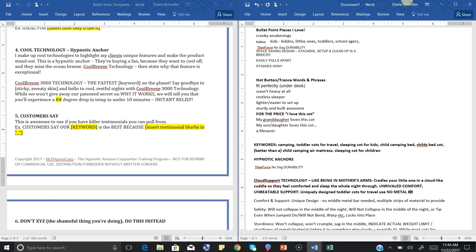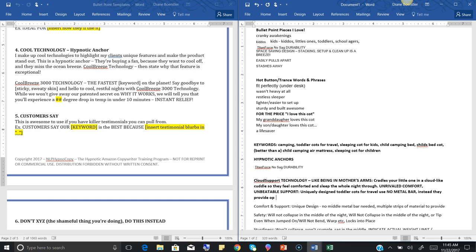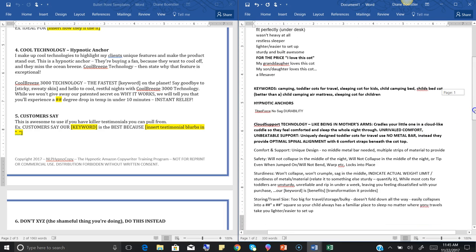There's no metal bar. Instead, we provide optimal support, optimal spinal alignment with, let's say there's six comfort straps beneath, and of course we'll go back through and rewrite these. Beneath the main cot top. There's a specific word for it. I'll go back and look. So we would say that, and then we would just leave it alone for a minute, okay? Just to get any really great ideas, you just leave it alone.